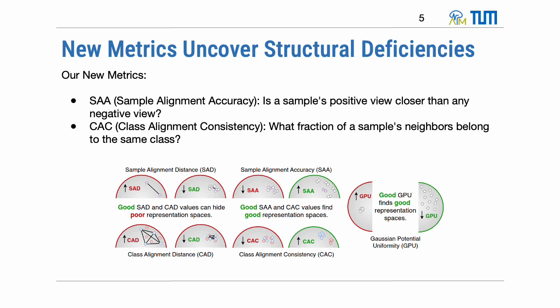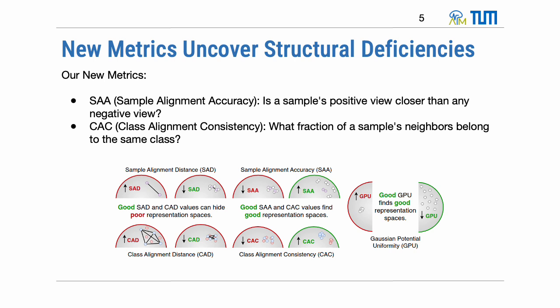So what we then set out to do is find new metrics that allow us to better understand what is happening in the latent space here. So we came up with the sample alignment accuracy. So instead of looking at the distance of samples anymore, we want to know, is a sample's positive view closer than any other negative view? So really measuring the accuracy. Okay, is the cosine similarity highest between positive pairs compared to all other negatives in the batch?